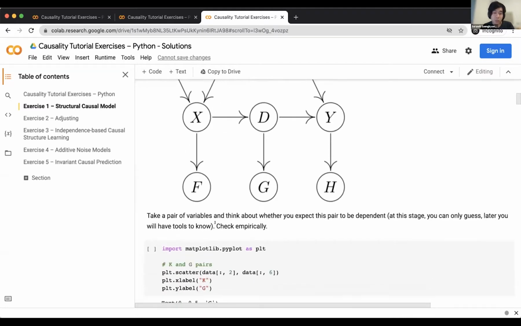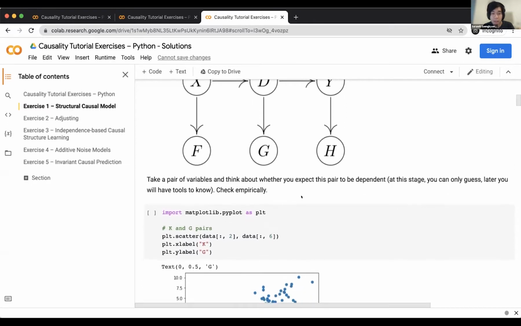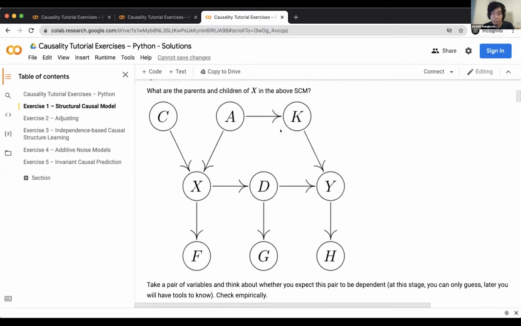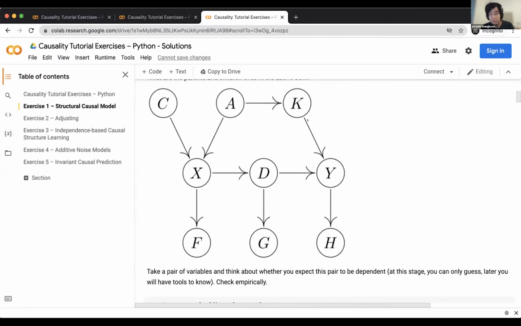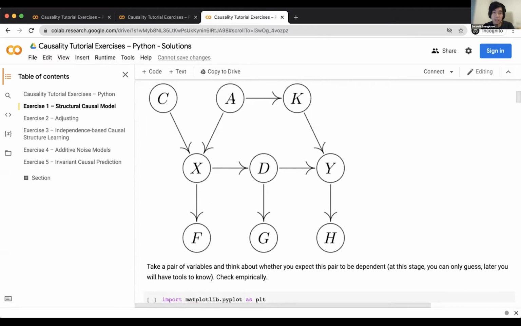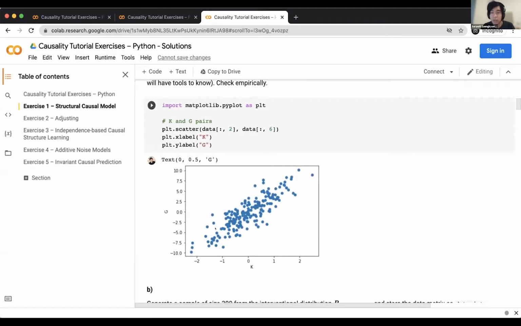And now the next question: if you take a pair of variables, think about whether you expect this pair to be dependent or not. So here, if I take K and G, for example, it's not super obvious from the graph, but there should be some dependence between K and G, because A also affects K and A also affects G in this path, right? So if you plot it, then there's a strong correlation between K and G.